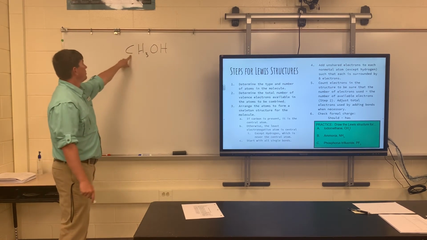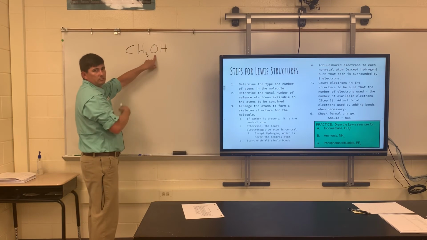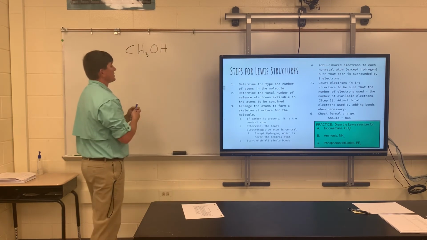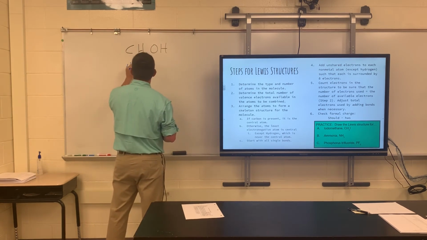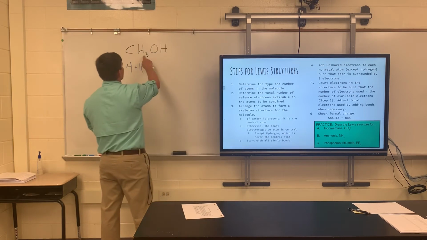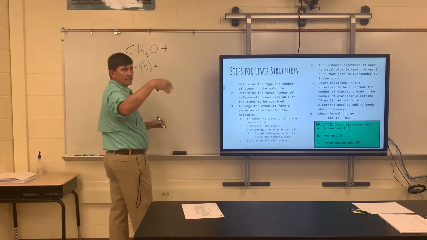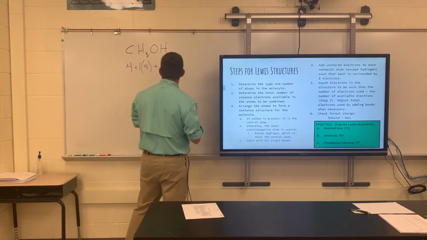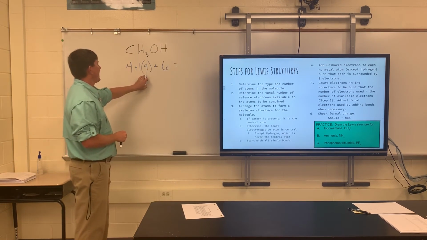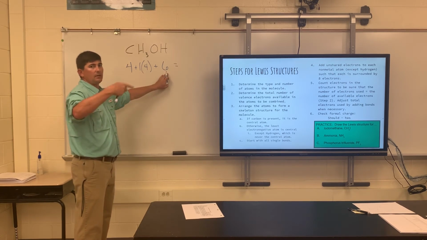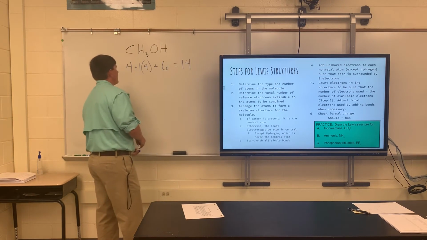All right, so step one, we have one of these. We have a total of 4 hydrogens, and then we have 1 oxygen. In terms of valence electrons, carbon is a 4, it's group 14. Hydrogen is a 1, and there's 3 plus this one more, so there's 4 of them. And then the oxygen is a group 16, so there's 6 valence electrons there. If we add that up, 4 and 4 gives me 8, and 8 and 6 gives me 14.